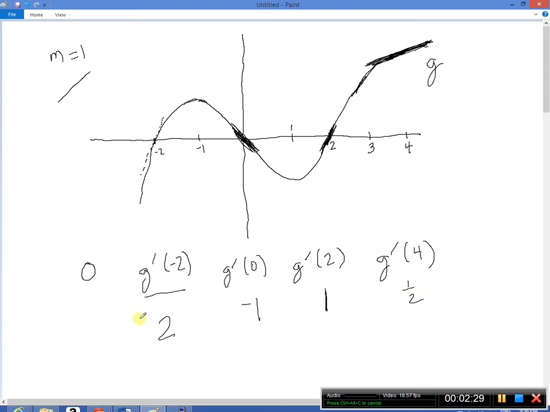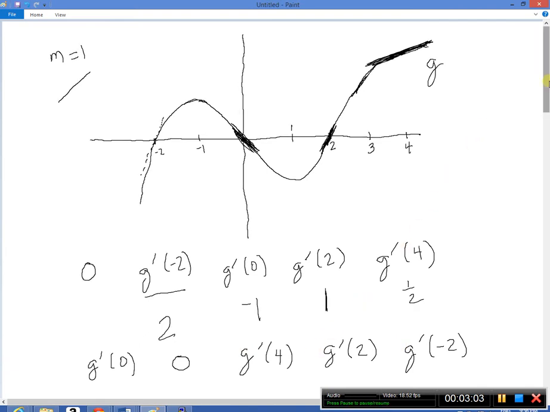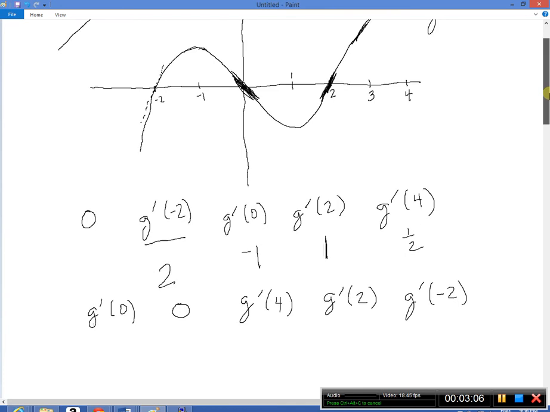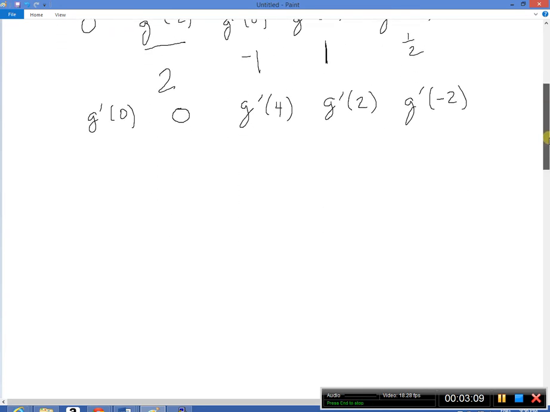So if you had to put these numbers in order, that would be, let's see, the smallest one would be g prime of 0, because that's a negative number. That's the only one that's negative. Then the next one is 0. Then the next one is a half, which is g prime of 4. Then the next one would be the 1, which would be g prime of 2. And then the next one would be g prime of -2. And that's 5 of them. 1, 2, 3, 4, 5. So that accounts for all of them. And that's putting them in order numerically from the smallest to the largest. Okay, so that's number 2.